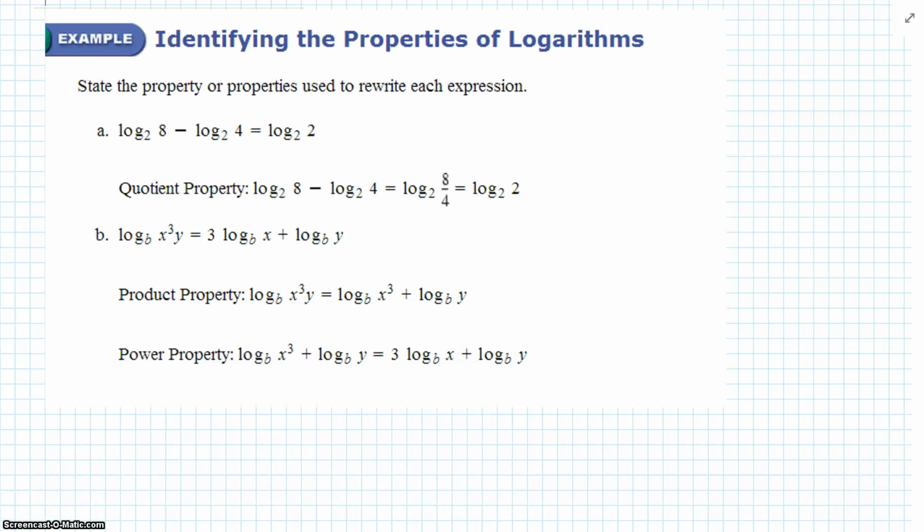So, state the property or properties used to rewrite each one. It went from log base 2 of 8 minus log base 2 of 4 to log base 2 of 2. Well, that's just the quotient property. Log base b of x cubed y is the same thing as 3 log base b of x plus log base b of y. Well, the first step was we used the product property to separate them into two different logs to add, and then we used the power property to get the exponent in front.